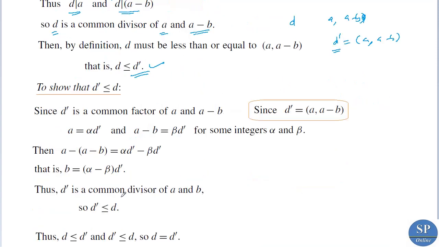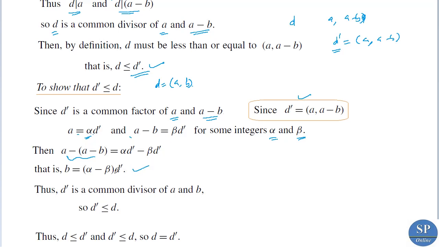Now we have to show that D dash is less than or equal to D, where we know D is equal to GCD of A comma B. Now also we supposed that D dash is equal to GCD of A comma A minus B. Therefore, D dash is a common factor of A and A minus B. Therefore, we can write A equal to some alpha into D dash, and D dash is a factor of A minus B, implies A minus B can be written as some beta into D dash for some integers alpha and beta. Now from these two we get A minus B is nothing but alpha D dash minus beta D dash. From this we get B equal to alpha minus beta into D dash.